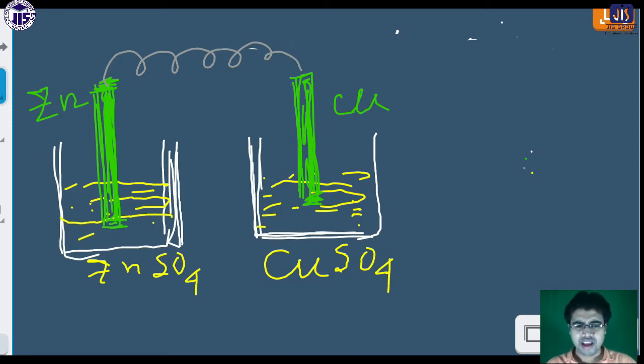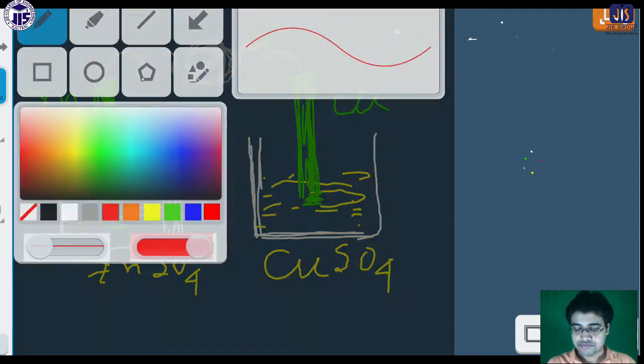Okay, and you can add a galvanometer here to identify whether any electricity is flowing or not, because this is electrical energy. So you can add any galvanometer by which you can understand whether any kind of electricity is flowing or not. So now look here, what happened? Zinc is dipped into the zinc sulfate solution, and copper is dipped into the copper sulfate solution, and the two are connected through a wire.